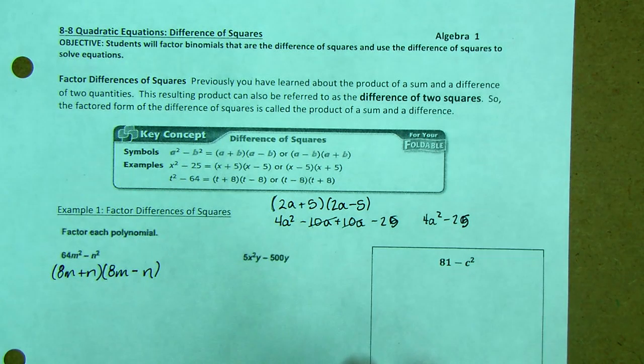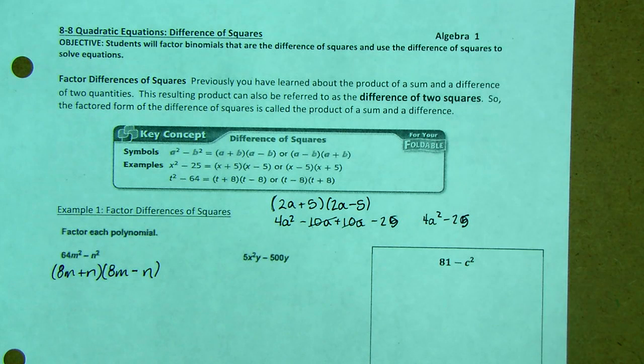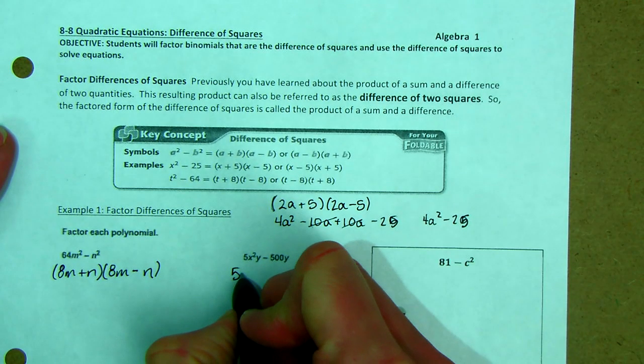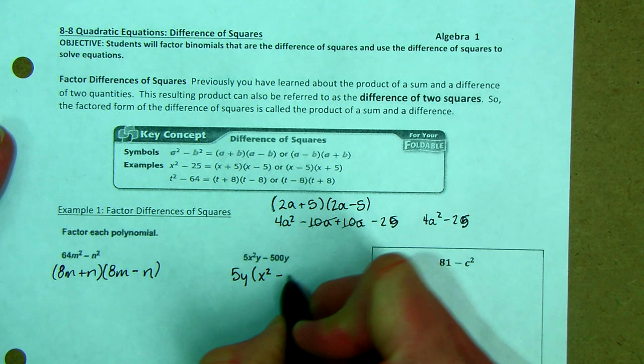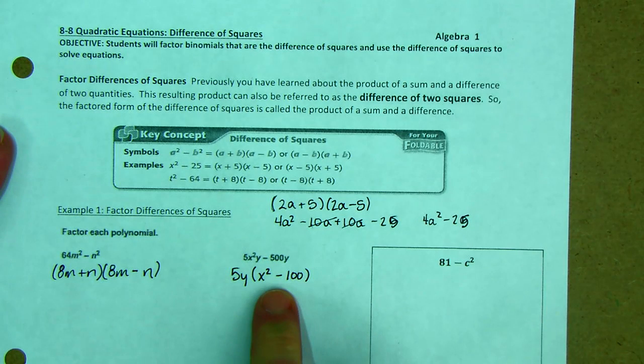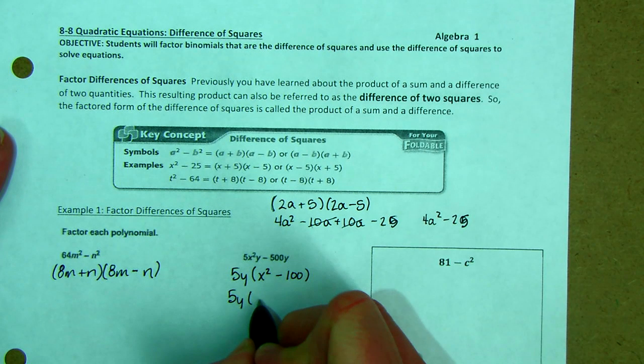So in this first one, while I see an x squared, I don't see a number that's a perfect square, but I do see a common factor that I can divide both of them by, or factor out. I'm going to factor out a 5y. When I do that, I just have x squared minus 100. Now I have a difference, a subtraction, of two perfect squares, so I can go one step farther. x plus 10, x minus 10. So we're going to keep going.